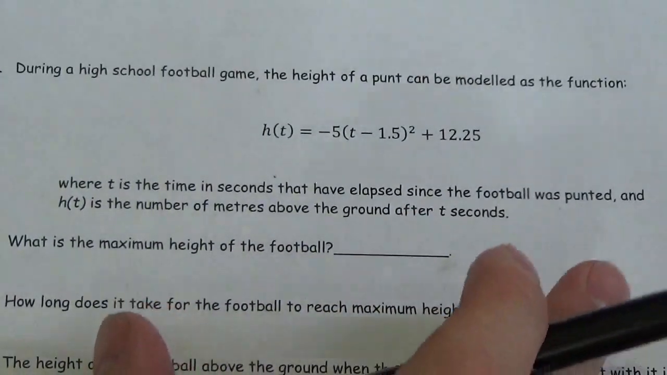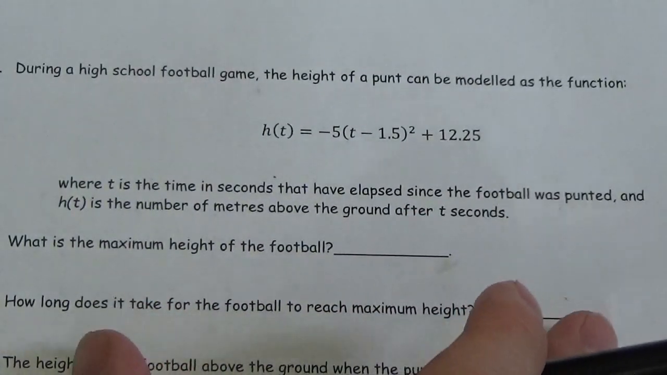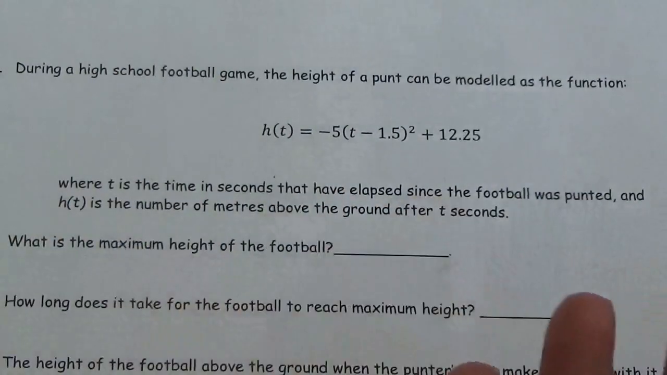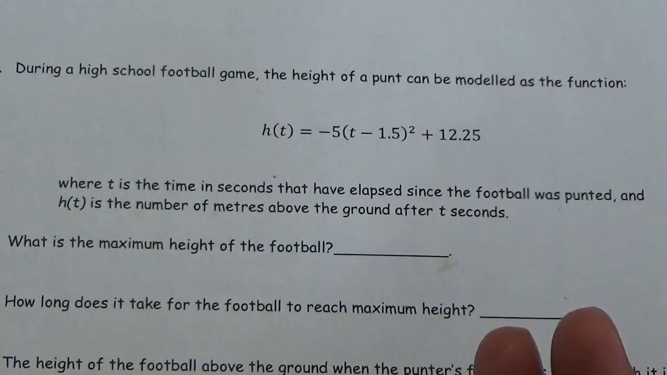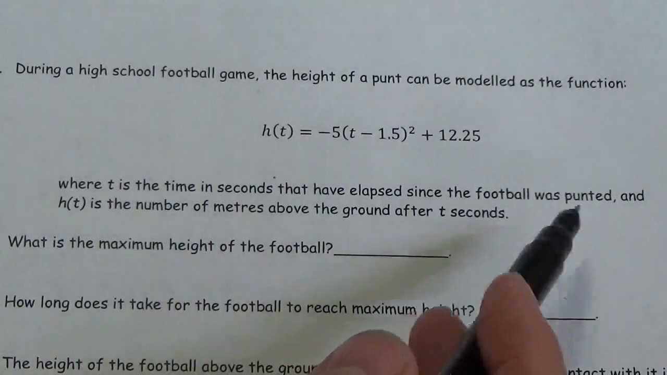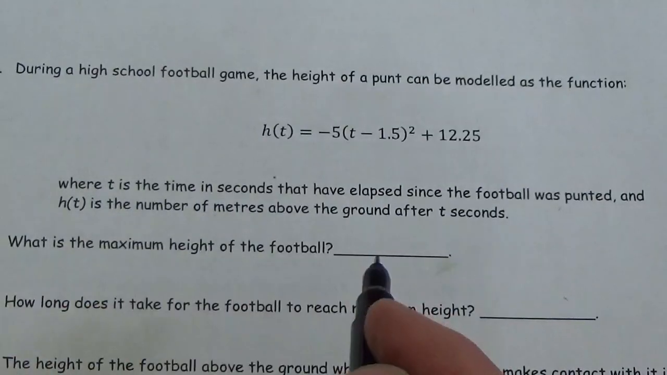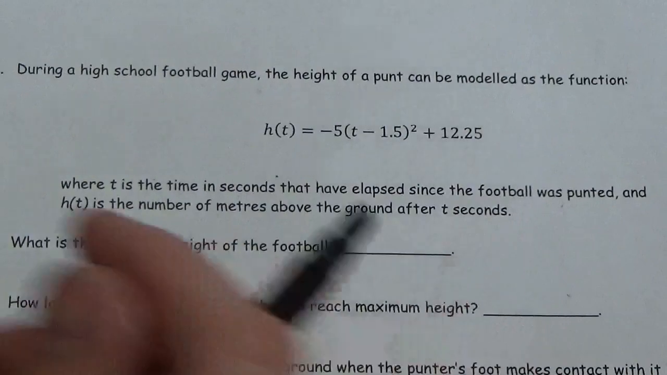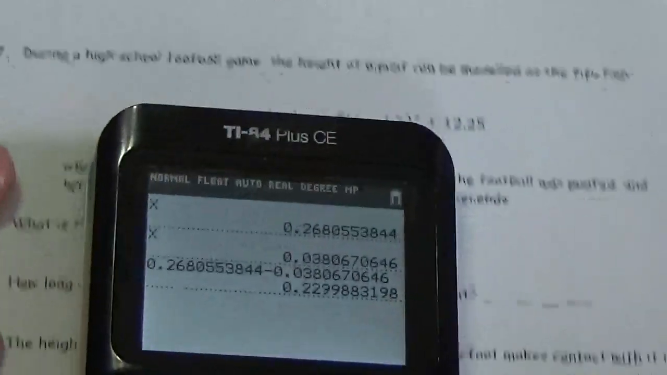Now, what makes this question a little bit different than the previous one is I'm not giving you a graph so that you can identify what the window settings are. I don't know. We're going to have to figure that out. So t is the time in seconds that have elapsed since the football was punted, and h of t is the height, okay, above the ground after t seconds. Okay, so let's pull out the calculator here.